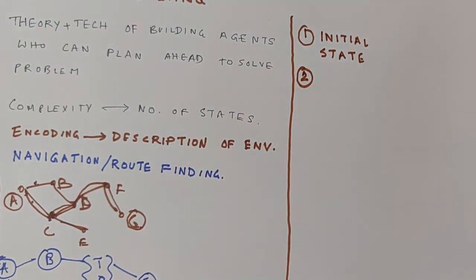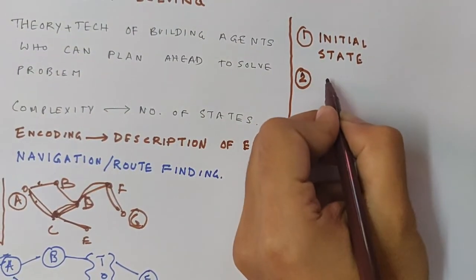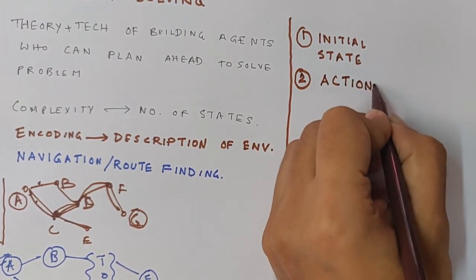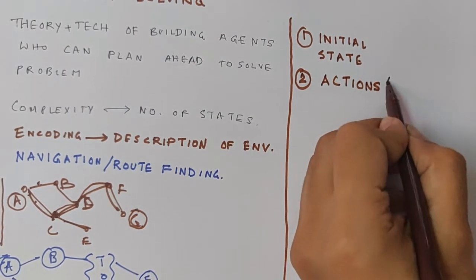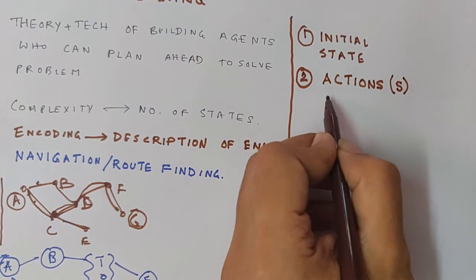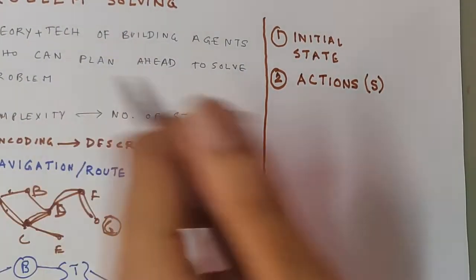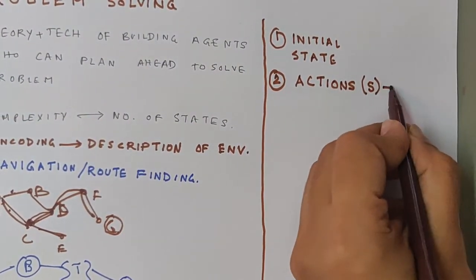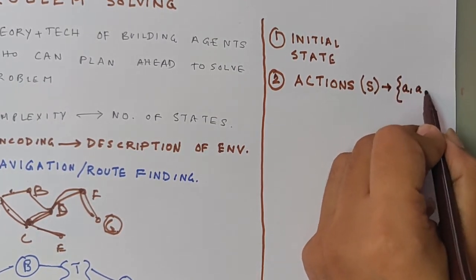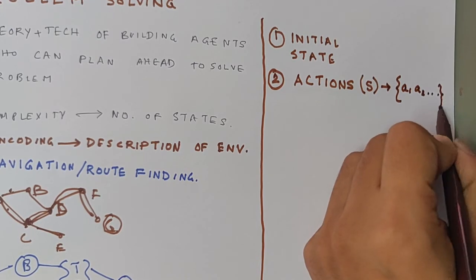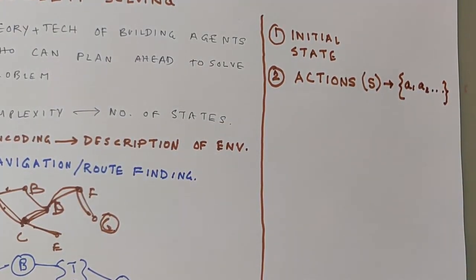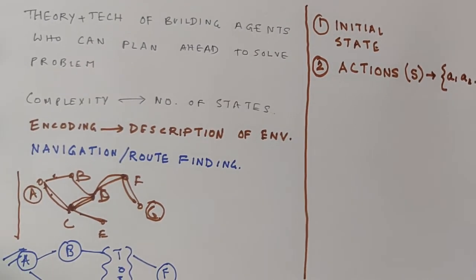The second component is the actions function. It takes a state S and returns a set of allowable actions from that state. What do I mean by that?